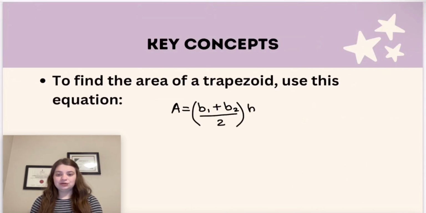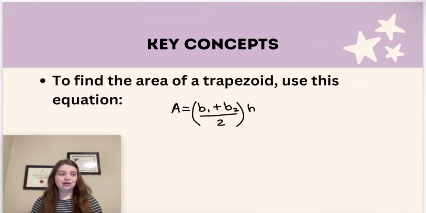B1 plus B2 divided by 2 times h, where B1 and B2 are the two bases in any order, and h is the height. Because essentially a trapezoid has two parallel sides called bases and a height. So by finding the average of those two bases by adding them together and dividing by 2, we can get the average base and then multiply that by the height, just as we would with a rectangle.